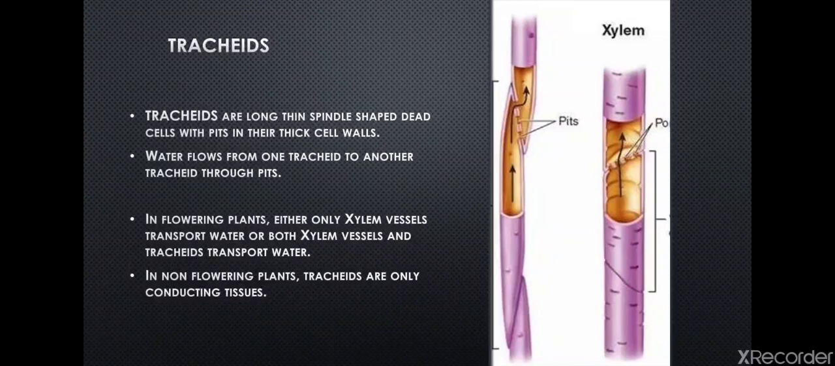Next we have tracheids. Tracheids are long, thin, spindle-shaped dead cells with pits in their thick cell wall. So water flows from one tracheid to another tracheid through these pits. And you should know, in flowering plants, either only xylem vessels transport water or both xylem vessels and tracheids transport water. But in non-flowering plants, tracheids are the only conducting tissue. Although all plants have tracheids, they are the only conducting tissue in non-flowering plants.